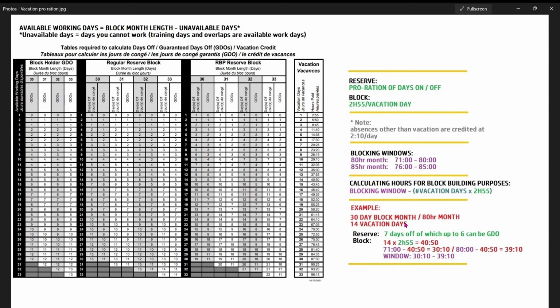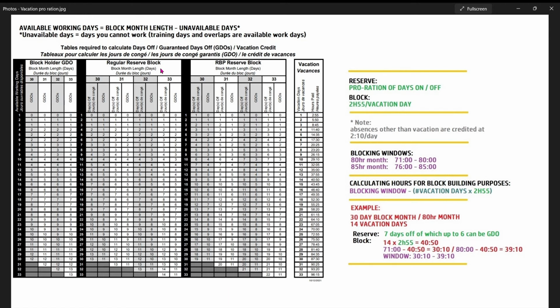How did we prorate days off for reserve? We need to see our available working days. So block month length, here we have a 30-day month, minus unavailable days. What are my unavailable days? They're my vacation. So 30 minus 14 is 16 available days.